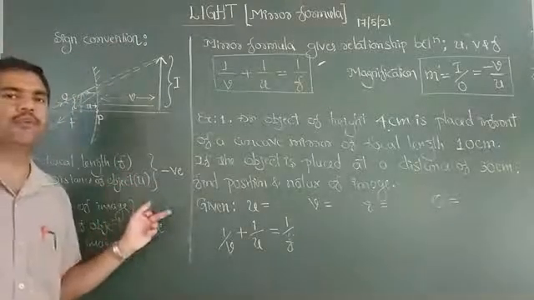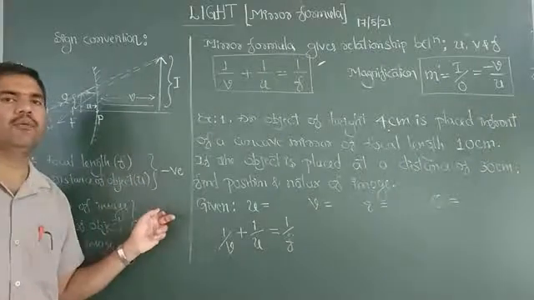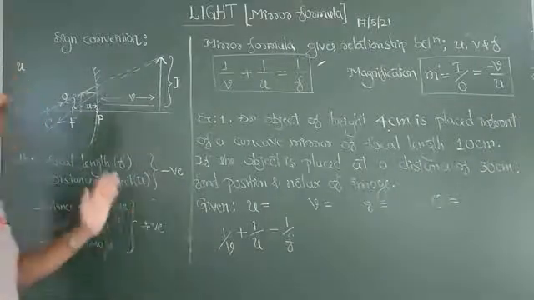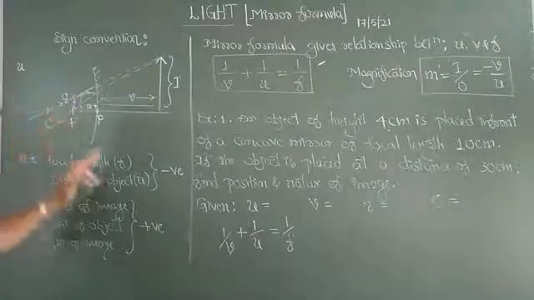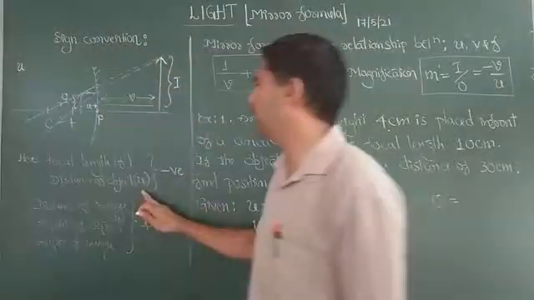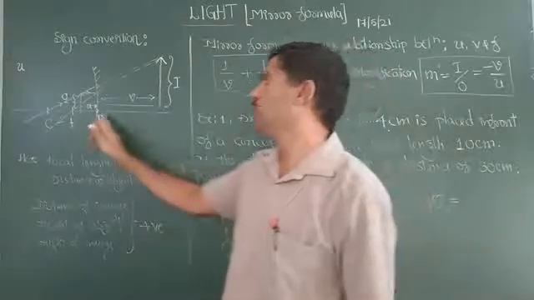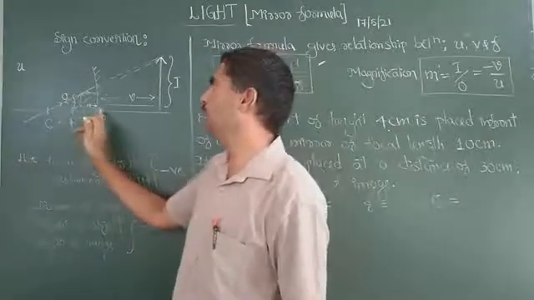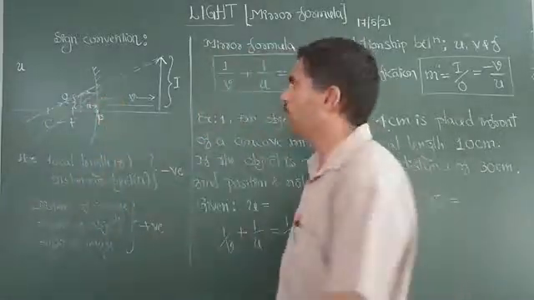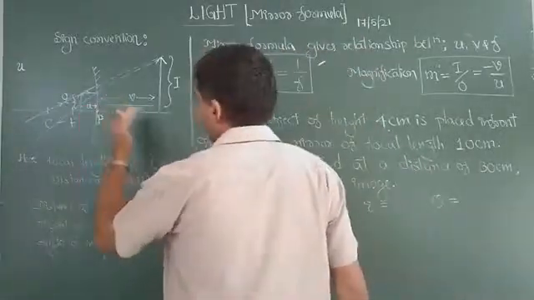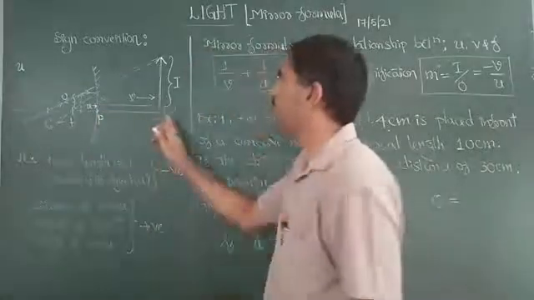Now, which should be positive and which negative? From the pole, I should go back, so the distance of the object is negative. To measure the focal length also we go back, so the focal length is also negative. But the image is on the right side now, so the distance of the image becomes positive.